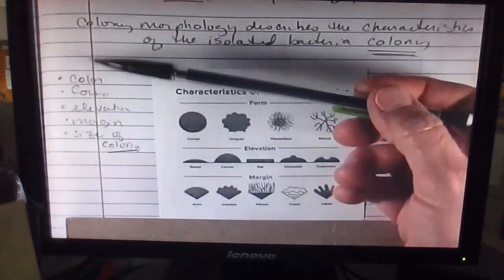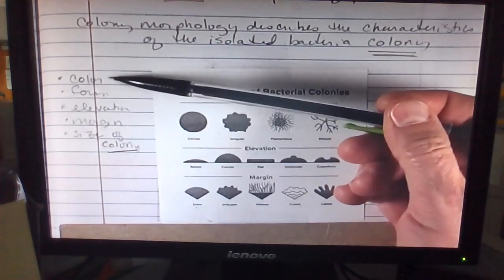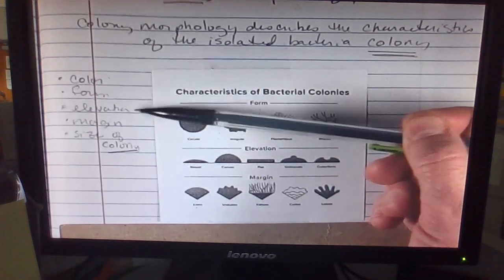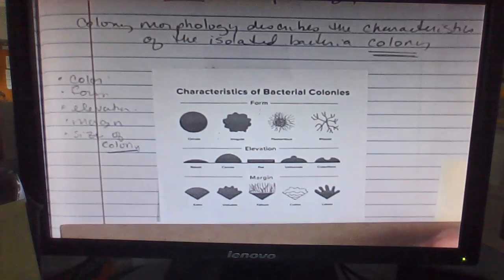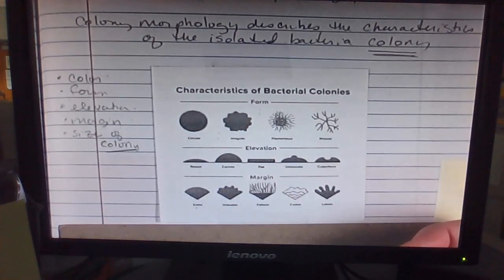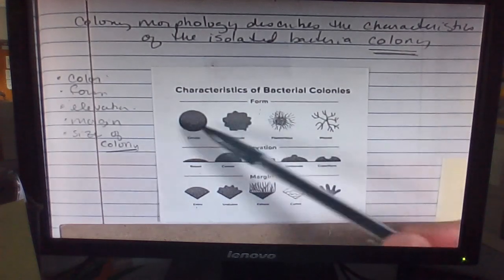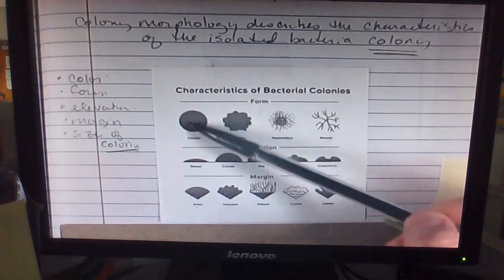So the things that we look at on the colonies are the color of the colony, the form, the elevation, the margin, and the size of the colony. So color is pretty self-explanatory. What color is it? Form, here are some examples of different bacterial colony forms. Most of the ones we look at are circular.